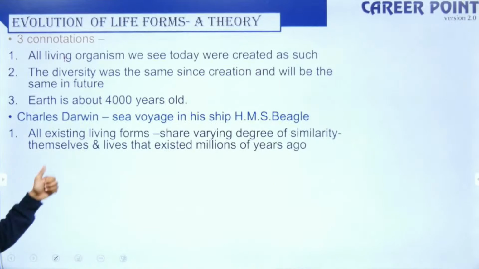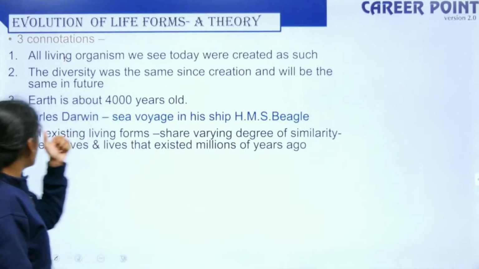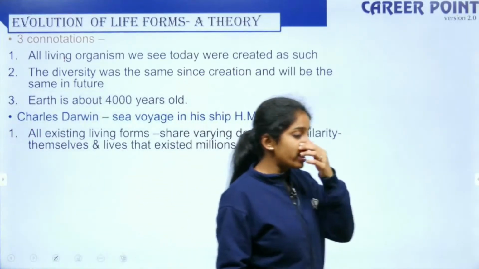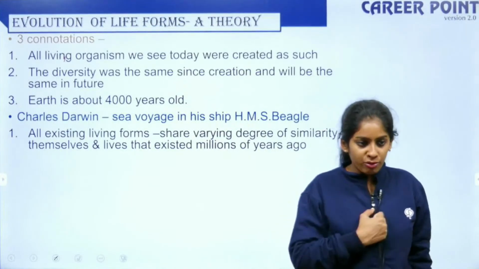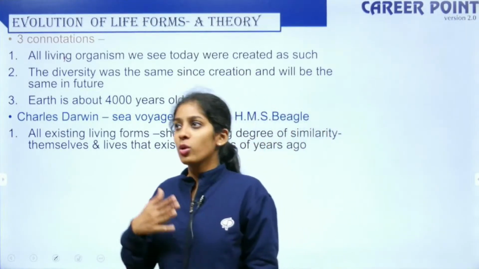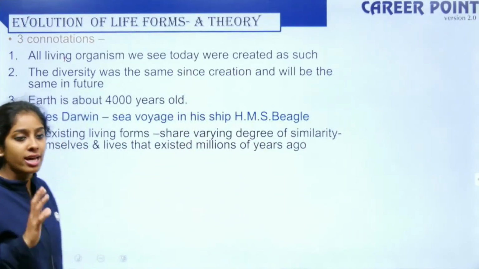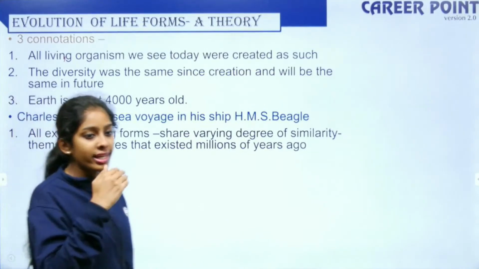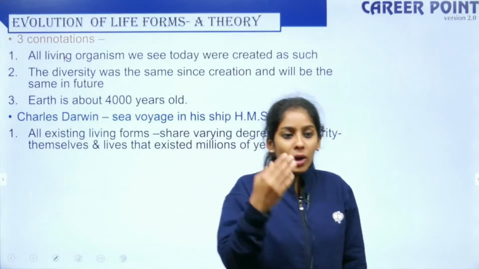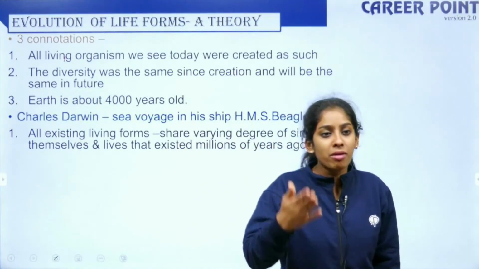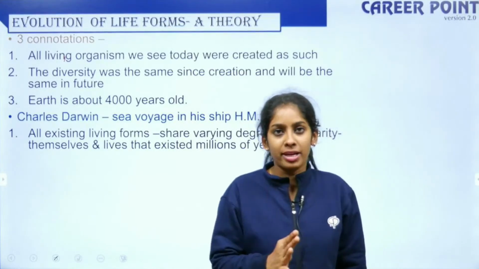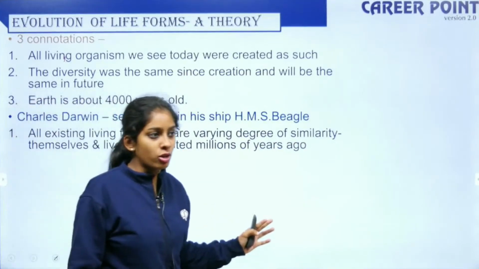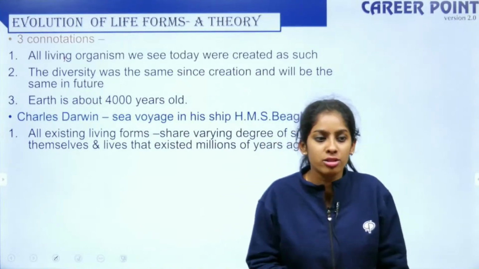All existing life forms share a varying degree of similarity among themselves and among the lives that existed millions of years ago. So what does this statement say? Right now we are the living form. We share some similarity with dogs and elephants also, because all of us are in search of food and all of us need breeding grounds. So you and I are similar in a lot of cases, and you and a monkey are similar. We are also similar to organisms that existed millions of years ago. Of course, we might have some similarity with the dinosaurs as well, right?